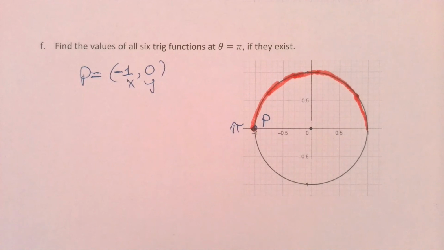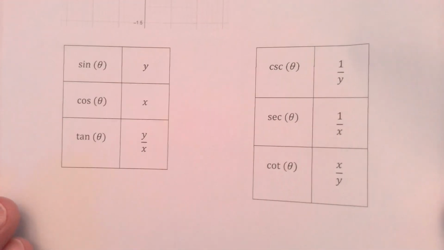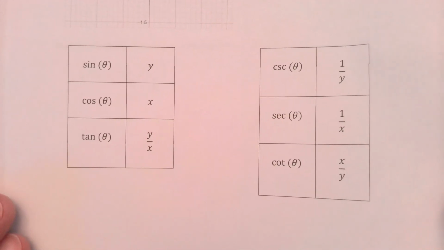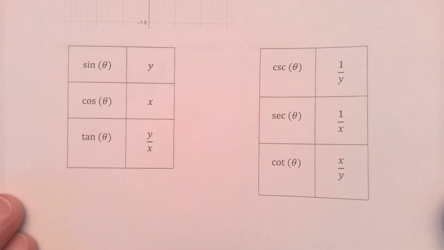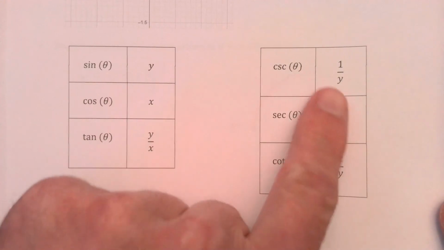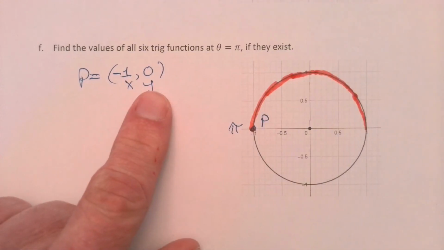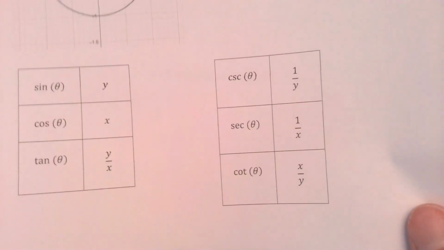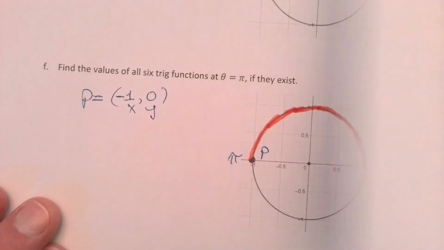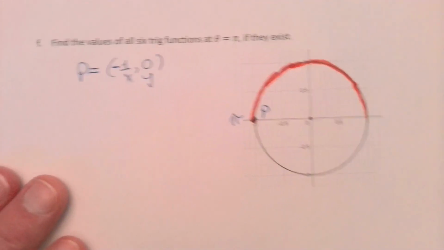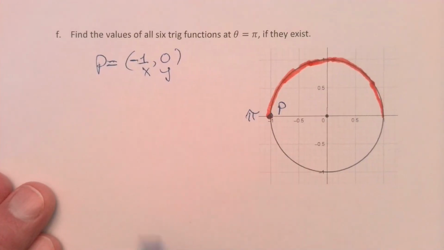And so now what you're going to want to do to get all 6 trig functions is, I think I found the right table, you're going to want to refer back to this. And you're going to get in trouble with a couple of these because they're going to have you dividing by y. That one and that one are problematic here because y is 0. So the cosecant and the cotangent are not going to exist at all. But let's go through this list and find the ones that do.